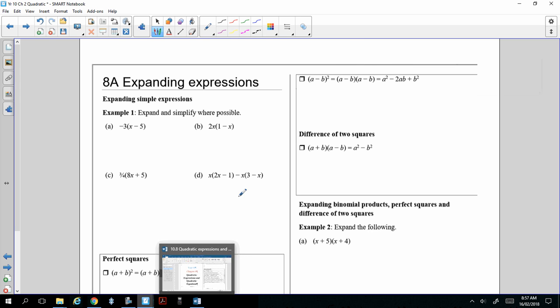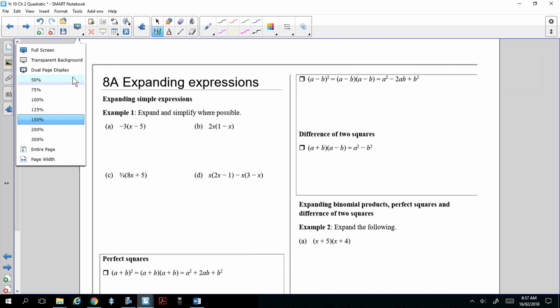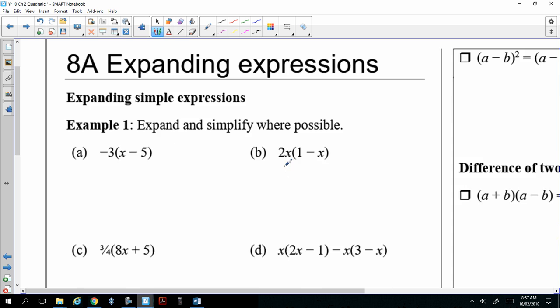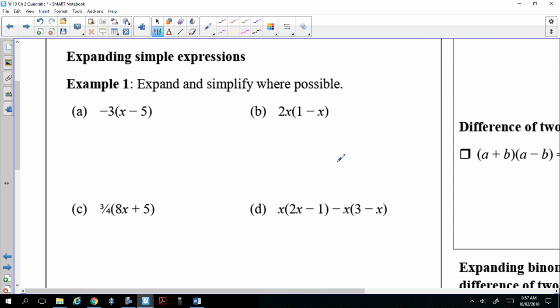Brackets today. Okay, so there are 2 pages we have to do. They are all revision. So let's start with this one. We're going to expand the brackets. How do we expand these? Just times the number outside the bracket with every term inside the bracket. So in that case, you get negative 3x, but negative times negative is positive, become plus 15, right?